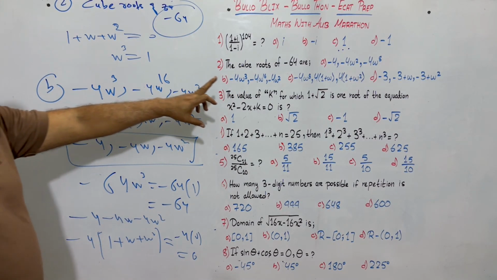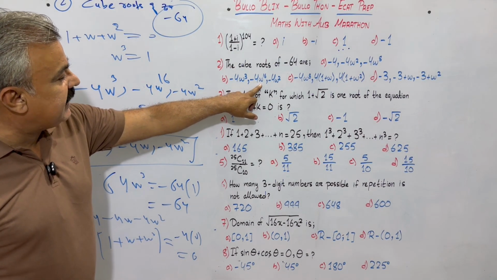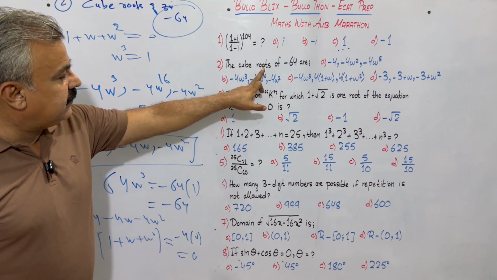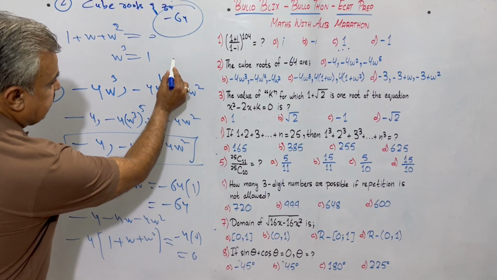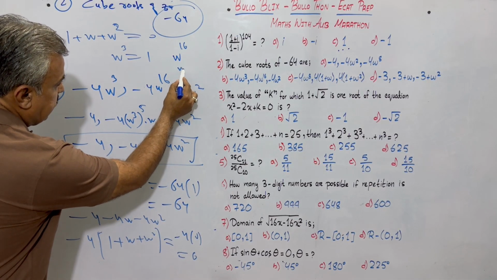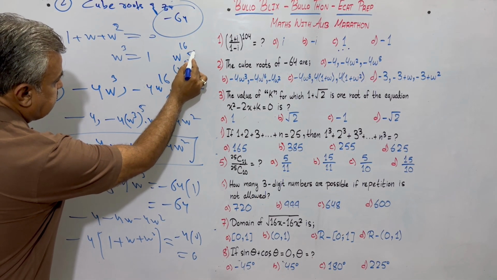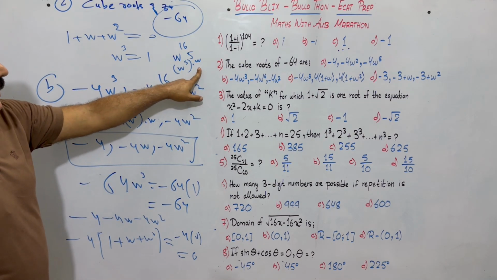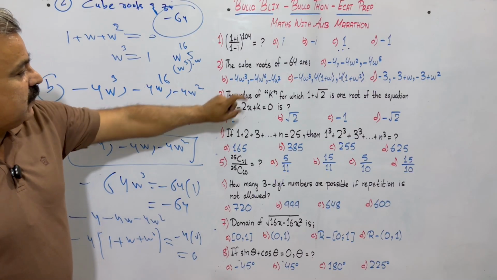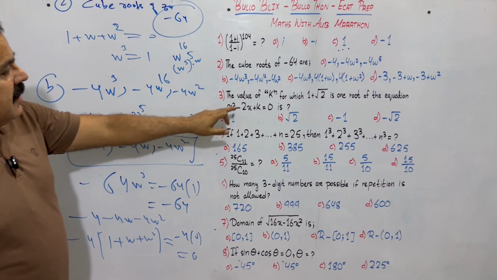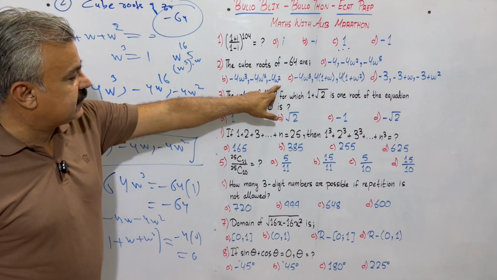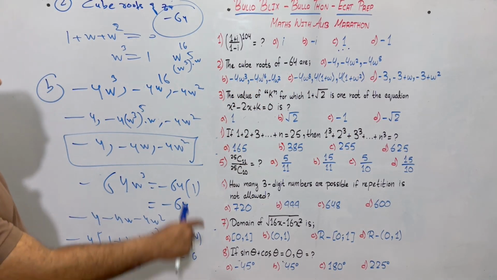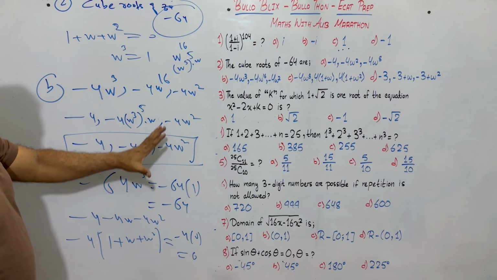Just a twist in the tail. We have to simplify omega to the power 16 as omega cubed raised to 5, times omega. It's equal to 1, 1 raised to 5 is 1, 1 times omega is omega. And omega cubed is 1. So we have minus 4, minus 4 omega, minus 4 omega squared. So option number B is the right option.